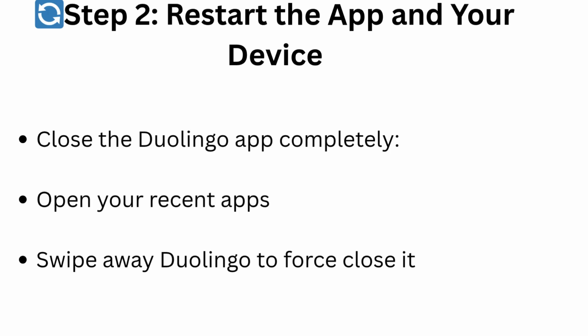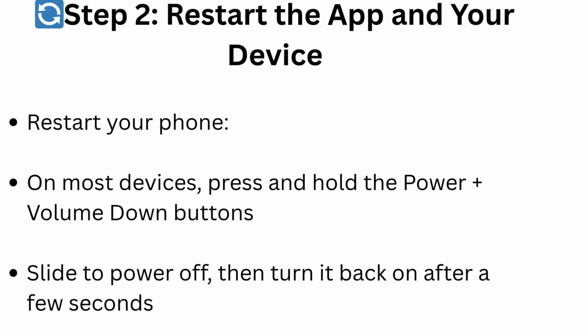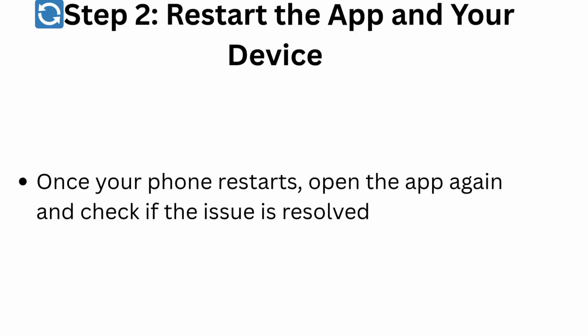Step 2. Restart the app and your device. Close the Duolingo app completely. Open your recent apps, swipe away Duolingo to force close it. Restart your phone. On most devices, press and hold the power and volume down buttons. Slide to power off, then turn it back on after a few seconds. Once your phone restarts, open the app again and check if the issue is resolved.